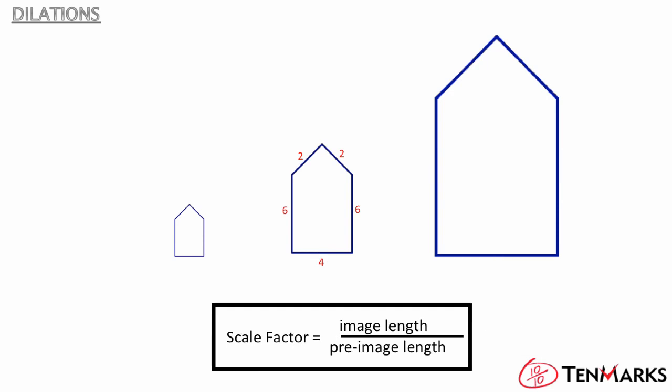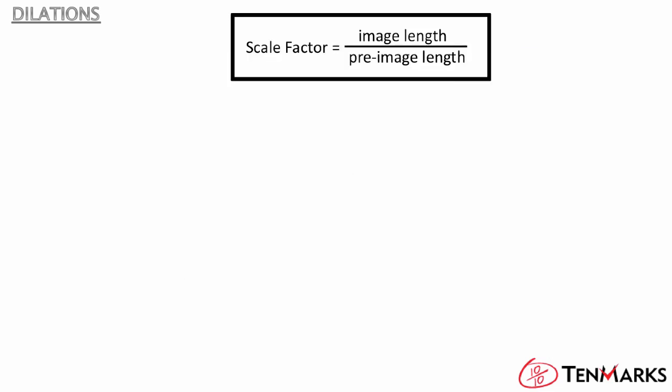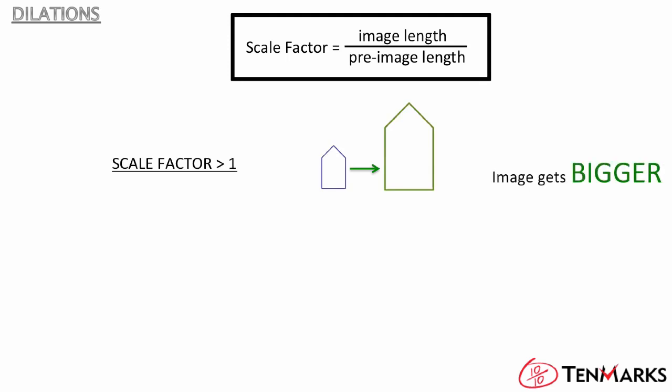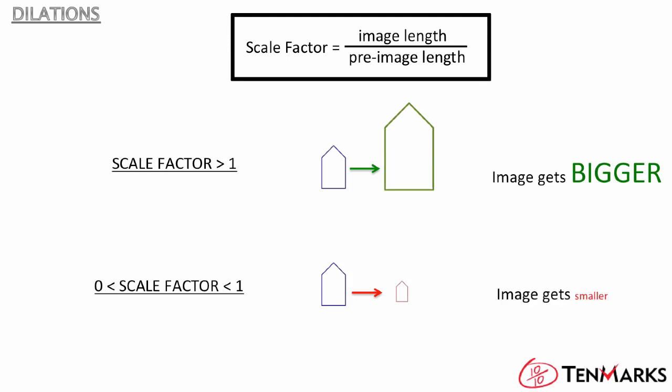What would the scale factor be of the smaller image? Find the values of any corresponding sides and find the proportion. The scale factor of this dilation is 1/2, which means the new figure is half the size of the original one. If the scale factor is greater than 1, the image gets bigger. And if the scale factor is between 0 and 1, the image gets smaller.